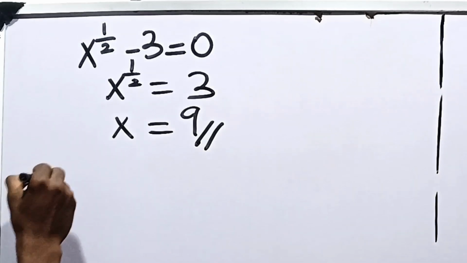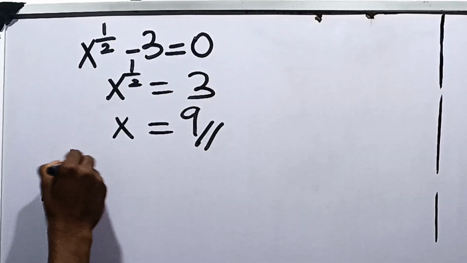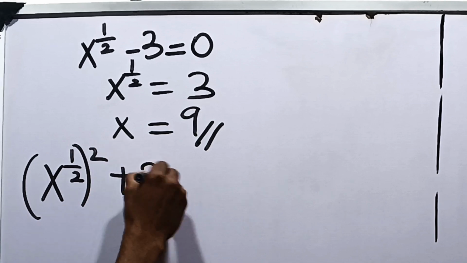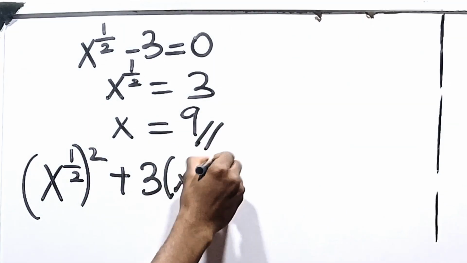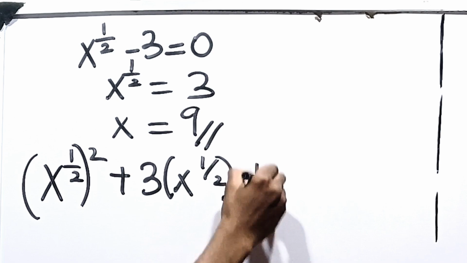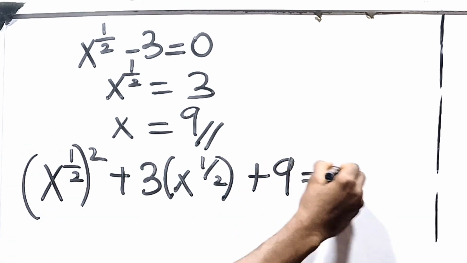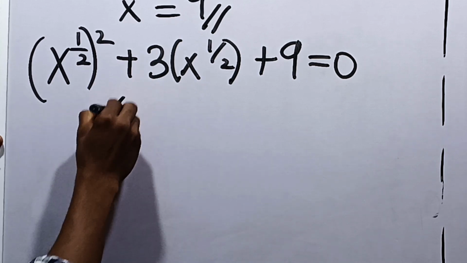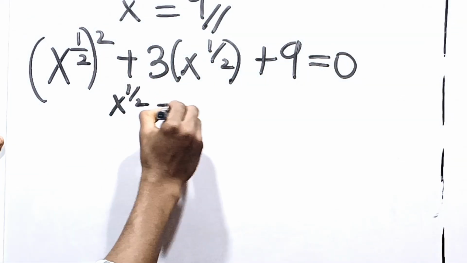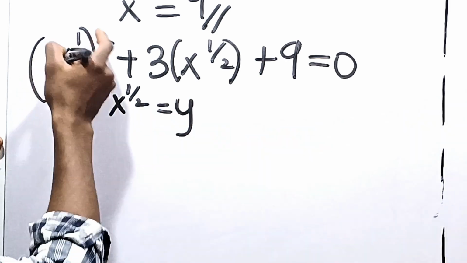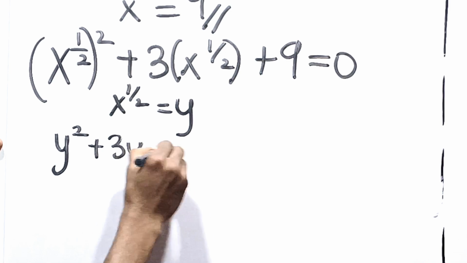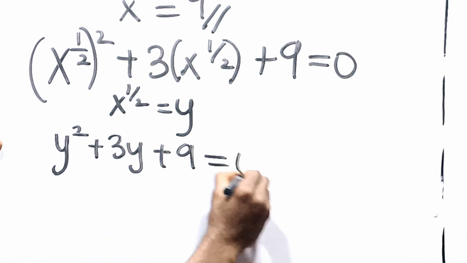Now remember the second condition, we have x raised to the power half, squared, plus 3 into x raised to the power half, plus 9, and this is also equal to 0. Moving on, let x raised to the power half be equal to y. So we are going to have y squared plus 3y plus 9 equal to 0.